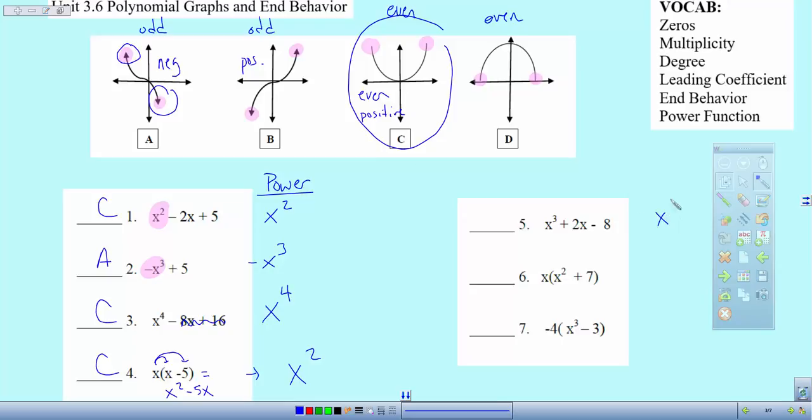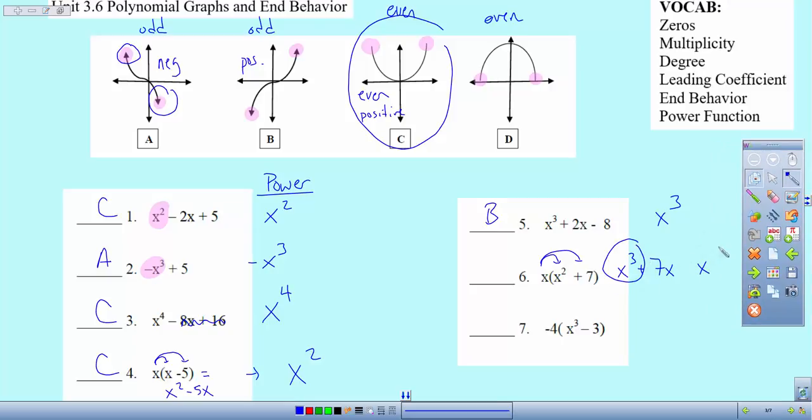In this case, my parent function is x cubed, so my graph would be letter B, because I have an odd degree function with a positive leading coefficient. I would distribute this through and get x cubed plus 7x. I only care about the x cubed. That's my power function, and so once again I would be letter B. And last but not least, when I multiply that through, I would get negative 4x cubed plus 12, and the only thing I care about is negative 4x cubed. So I have a negative leading coefficient with an odd degree, and that would be letter A.